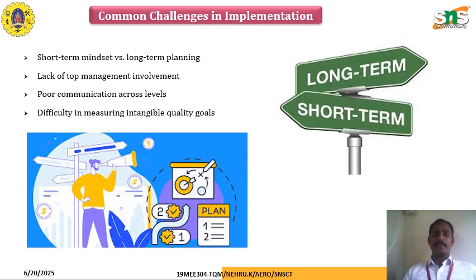Now the common challenges in the implementation of strategic quality planning. A short-term mindset, when long-term planning is needed, is one reason. Another is the lack of top management involvement: people do not address the ground-level or low-level employees and their issues, which is a challenge in many industries. Poor communication across all levels, from top management to lower management, is another challenge in implementing strategic quality planning. It is also difficult to measure the intangible quality goals of individuals at the intermediate level. These are a few challenges.